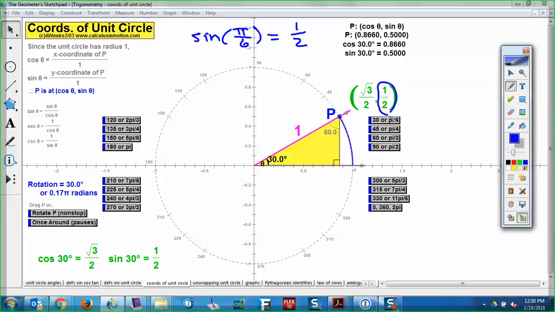This is what your homework's going to be. It's going to give you pi/6 and ask you for the sine, the cosine, the tangent. Well, you're going to have all the coordinates right in front of you because we're going to put them on the thing here. Okay, so write that.